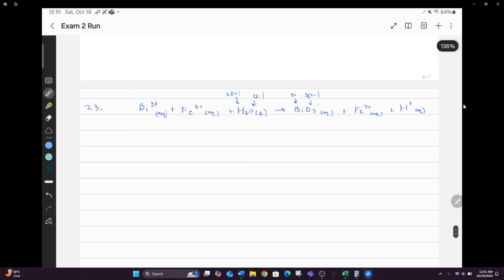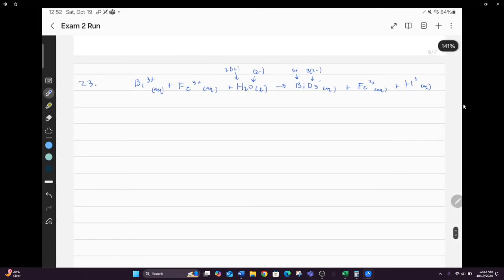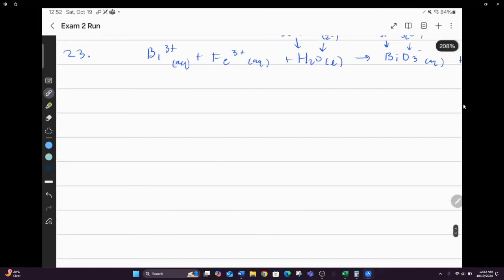Did I copy something wrong down? This should be Fe2+, my bad. So, let's start determining our redox reactions. And to do that, we're going to use a mnemonic. It's called OIL RIG.